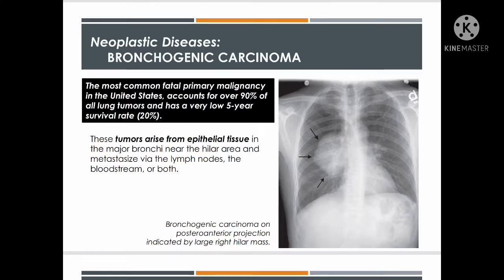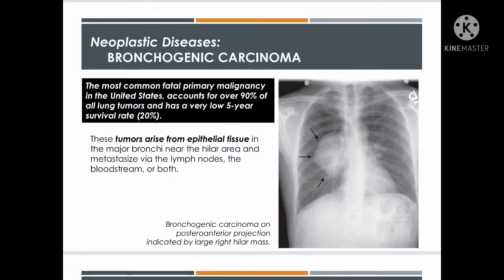Bronchogenic carcinoma, the most common fatal primary malignancy in the United States, accounts for over 90% of all lung tumors and has a very low 5-year survival rate. Lung cancers are divided into two major categories: non-small cell lung cancer and small cell lung cancer. The four main histologic types of bronchogenic cancer are squamous cell carcinoma, adenocarcinoma, undifferentiated large cell carcinoma, and undifferentiated small cell carcinoma. These tumors arise from epithelial tissue in the major bronchi near the hilar area and metastasize via the lymph nodes, the bloodstream, or both.